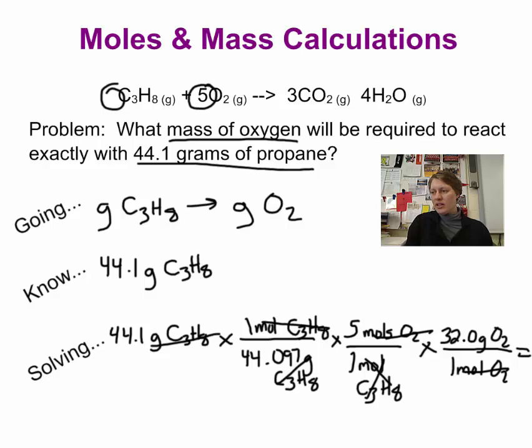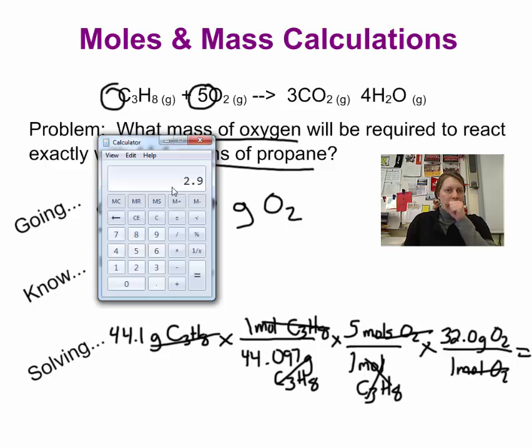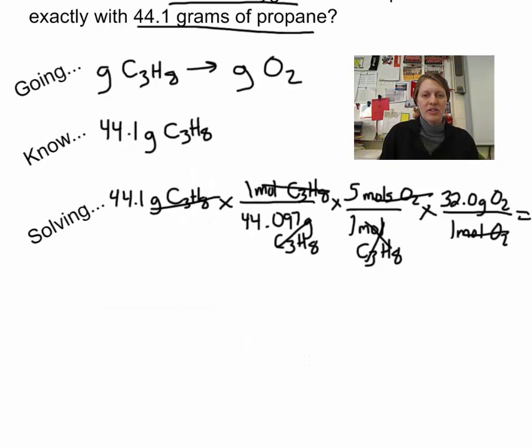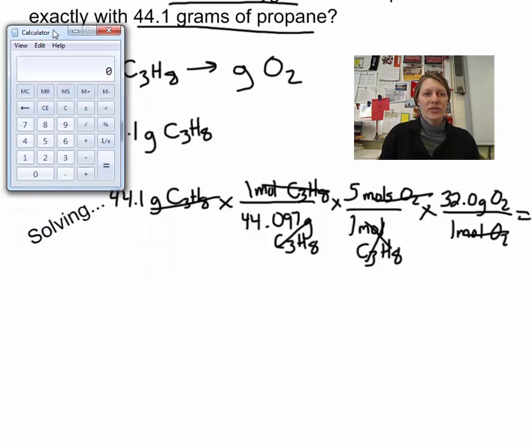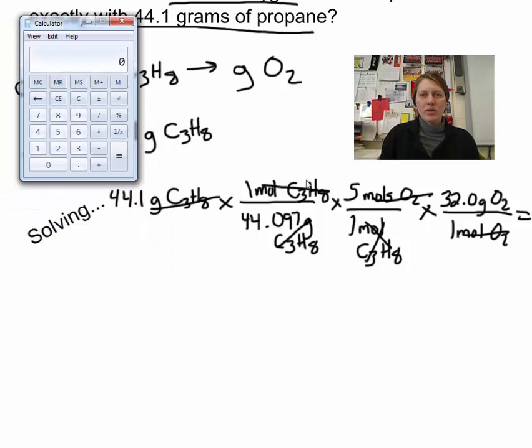So if I pull the calculator back over here, I'm going to have to extend the page a little bit. There are 2 different ways you could do this. You can multiply across the whole top and then push equals, or use parentheses to divide by everything on the bottom. Some people will also multiply everything on the top, 44.1 times 1 times 5 times 32, and they'll actually write that out.